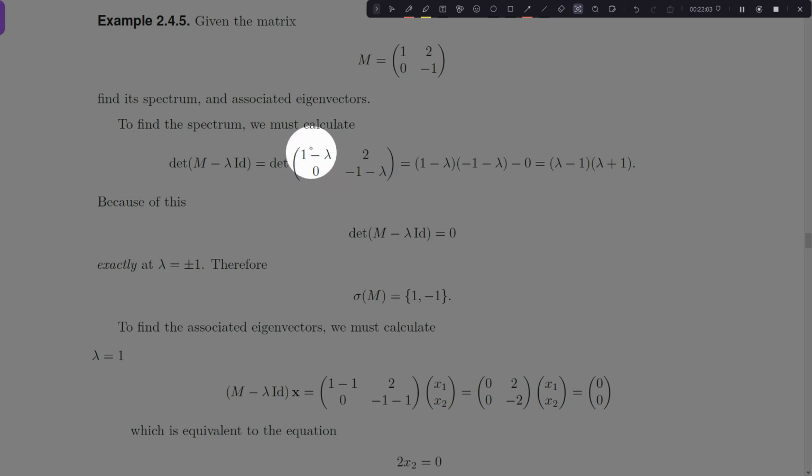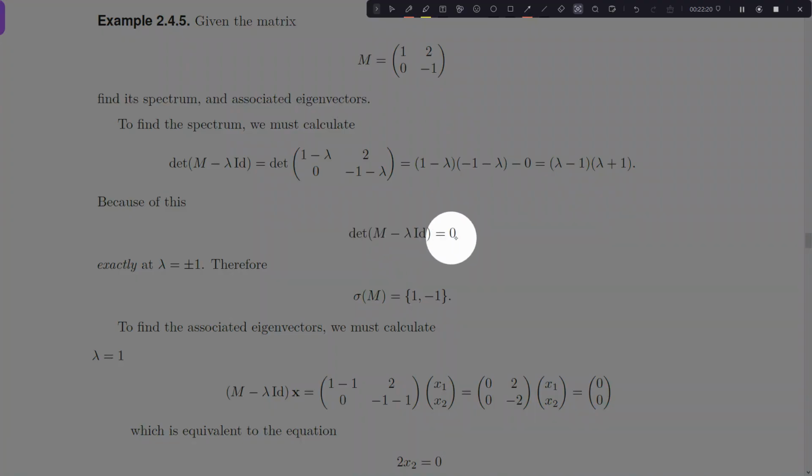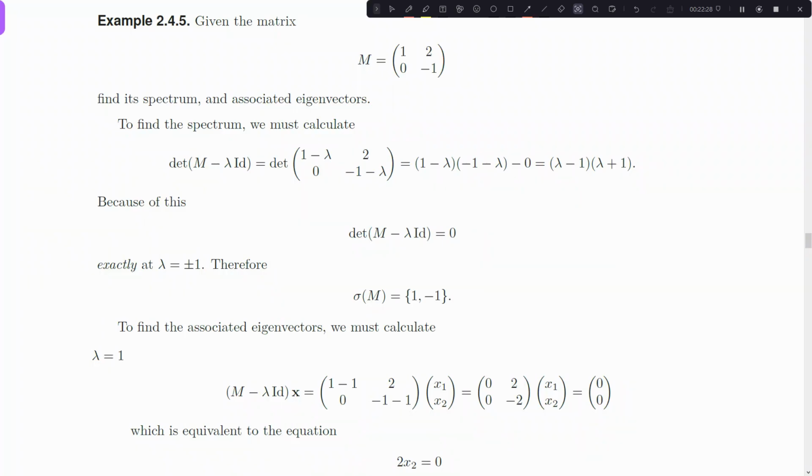I take its determinant, it's the diagonal minus the off diagonals, and I recover exactly 1 minus lambda times negative 1 minus lambda minus 0, and simplifying that a bit gives me the polynomial lambda minus 1 times lambda plus 1. When is lambda minus 1 times lambda plus 1 equal to 0? Well, it must be exactly when lambda is 1 and lambda is negative 1. Therefore, we've found the spectrum.